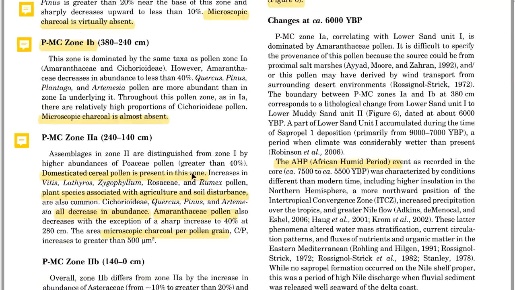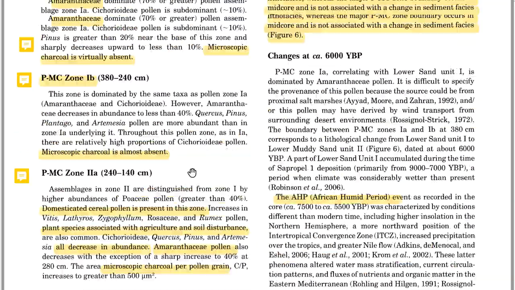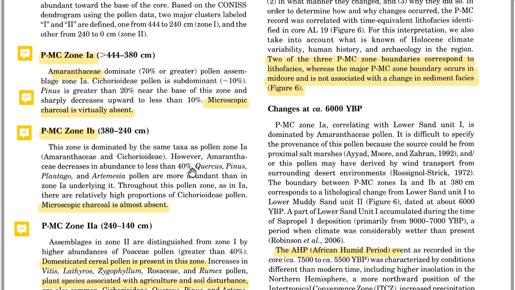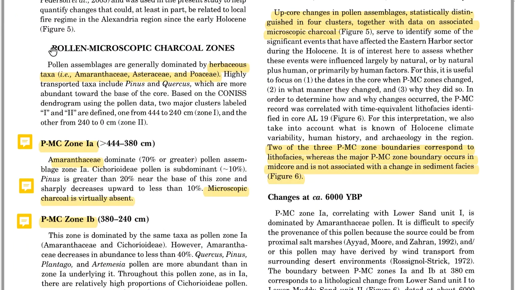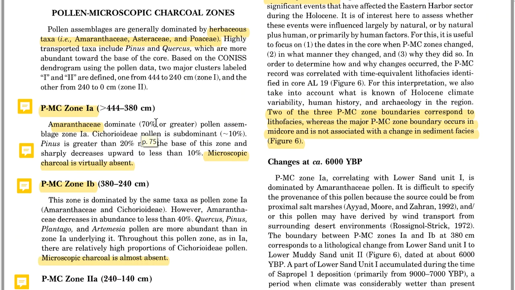But when you get down to, let's see, what page is this? This is page 75. This is what's more important, the pollen and microscopic charcoal zones. This is where they start breaking things down into what they actually found. And I just showed you that in the same chart. So what they're describing here is what is showing in the chart.